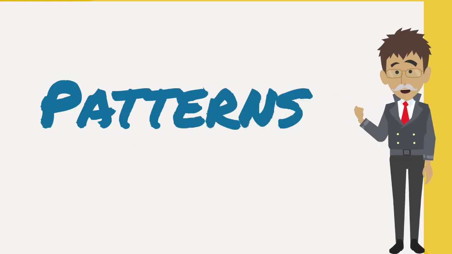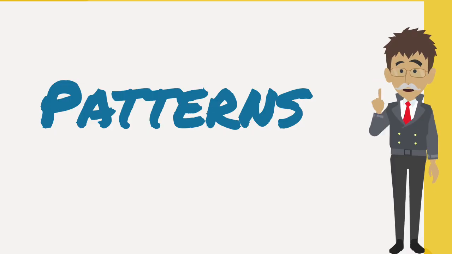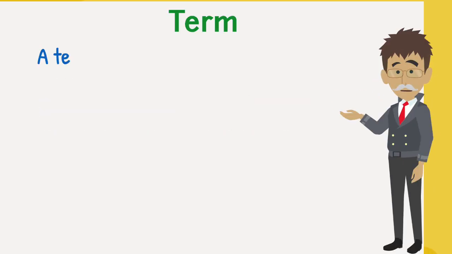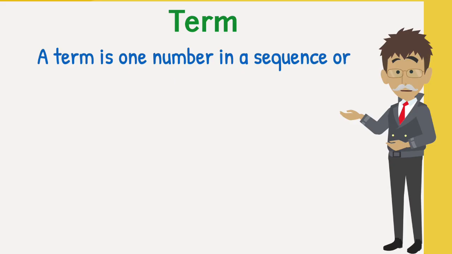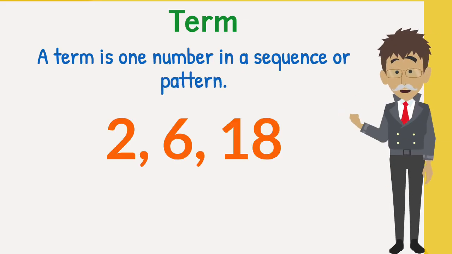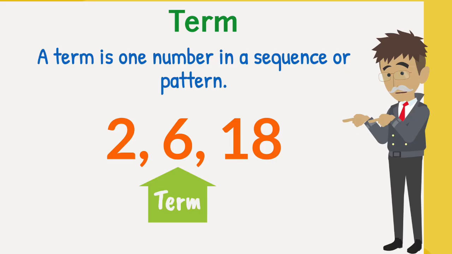Exponential models begin with patterns. In this section, we will look at sequences and relationships that grow or shrink by the same factor over time. Term. A term is one number in a sequence or pattern. For example, in the sequence 2, 6, 18, the number 6 is a term.